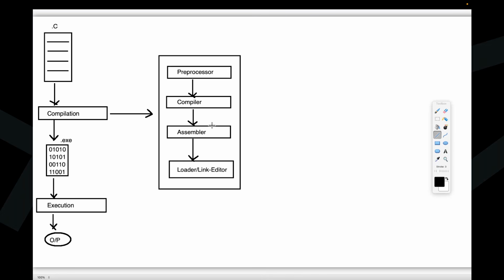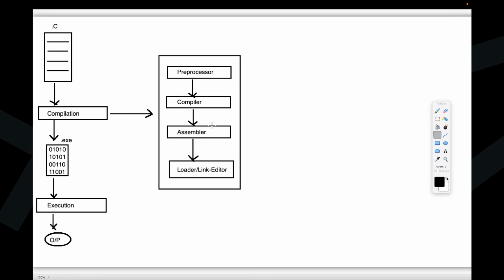Now, why am I preparing this diagram? My main intention in preparing it is to show the location of the preprocessor in our programming languages. I'm just giving that information only.